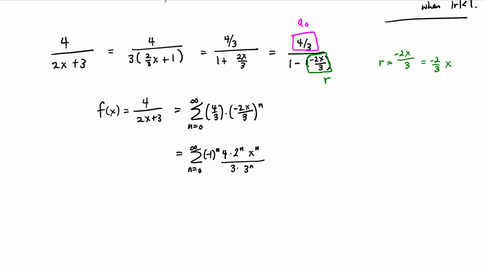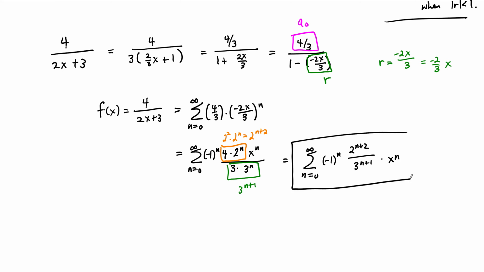And so we're almost done here. We can do some simplification. These combine and can be written as 3^(n+1), and these combine because 4 is actually 2 squared, right? And so this can be written as 2^(n+2). And our final answer here for this series in its nicest simplified form is (-1)^n times 2^(n+2) over 3^(n+1), all times x^n. And so there's our power series representation of this function f.